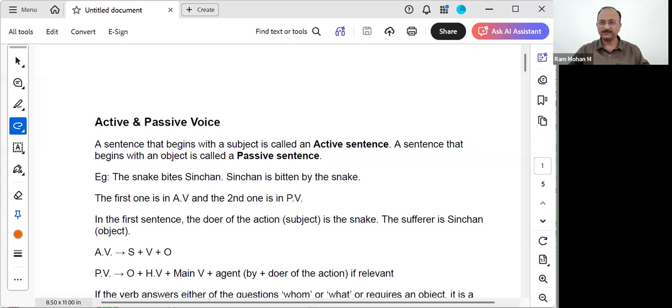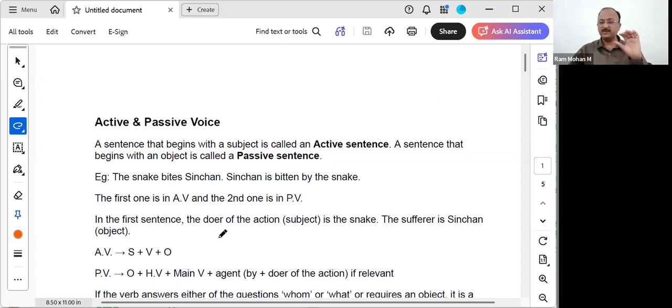Basic tense structures I'm not going to cover here, or else the class is going to extend a lot. For the next 30 to 45 minutes, we are going to learn how to convert any sentence from active to passive voice and passive voice to active voice. Before that, let me share the important points, like what is an active voice and what is the passive voice. Also let's see the simple basic rules on how to convert any active voice into passive voice.